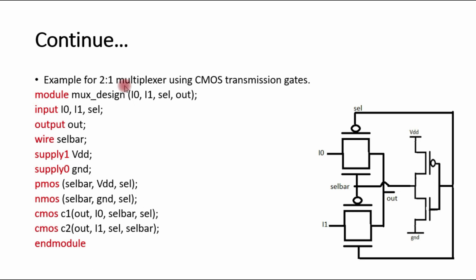An example is given here: 2 to 1 multiplexer design using CMOS transmission gates. In the case of a 2 to 1 multiplexer, there are two data input lines, I0 and I1, one selection line and one output, and the logic circuit for the 2 to 1 multiplexer using CMOS transmission gates is shown as two transmission gates. One is this one, the second one is this one, and we have labeled this one as C1 CMOS transmission gate and this one as C2 CMOS transmission gate for simplification.